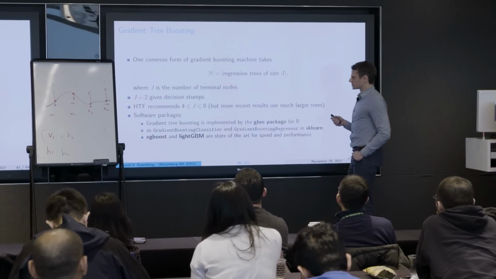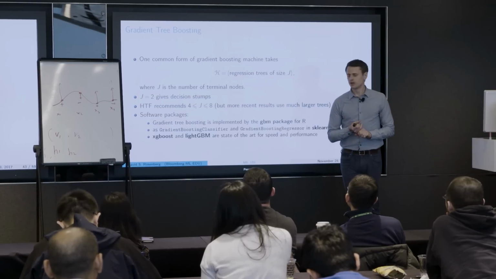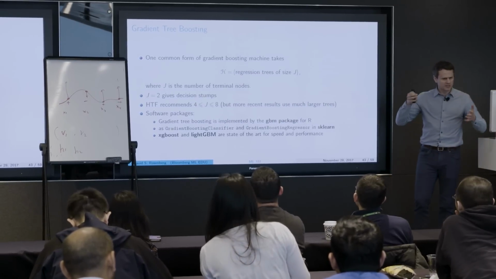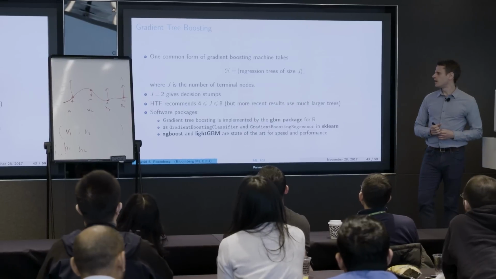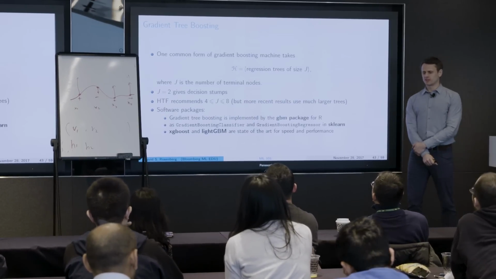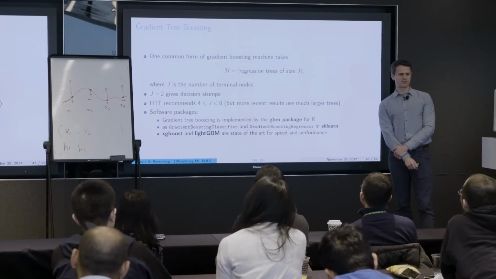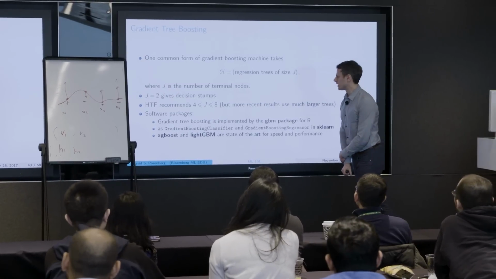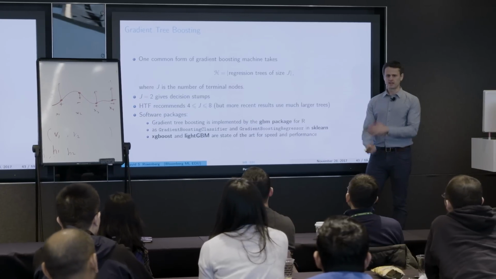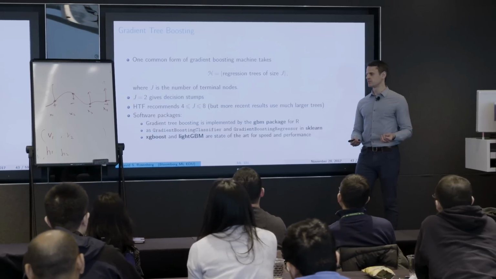Things have changed a little bit over the years. The Hastie-Tibshirani-Friedman book recommends that the number of terminal nodes be constrained to be between 4 and 8. I remember earlier than that, people were often saying things like, oh, just boost with stumps. That's good enough. That's all you ever need. That's definitely not the case. Several years later, they're recommending between 4 and 8. So trees that are less trivial than just stumps.